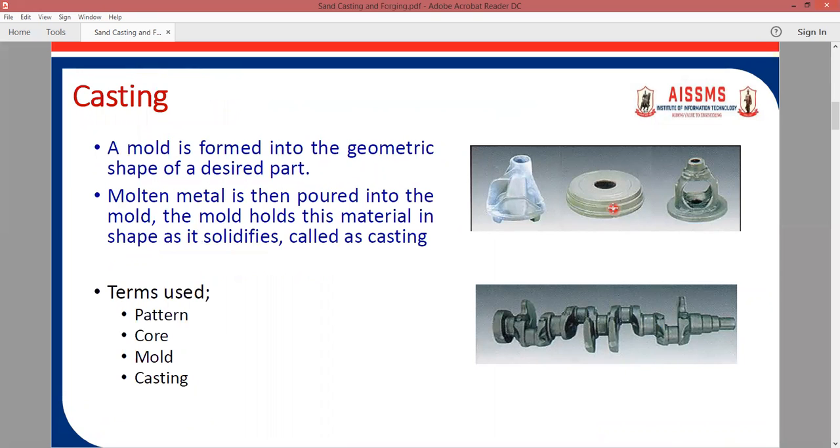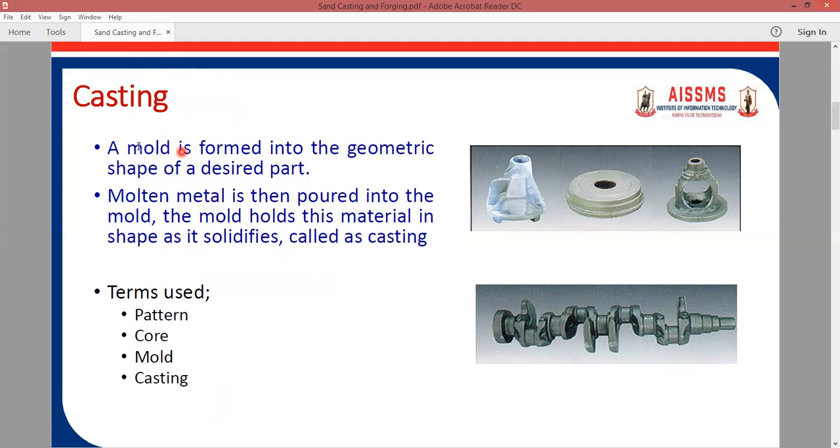Let's talk about casting first. Casting is nothing but when you pour a molten metal into a mold cavity, then you have to solidify it for some time. Then after solidification, you have to take that part out of the cavity. Then the output part is called a casting.